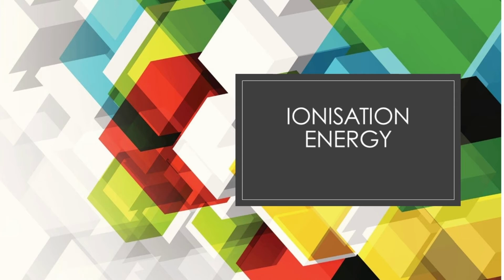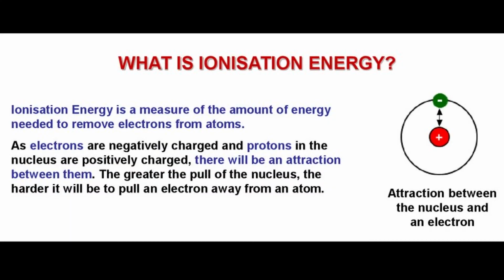What is ionization energy? Ionization energy is the minimum energy required to remove an electron from a gaseous atom in its ground state. What does this definition say? We know the electrons move around the nucleus of an atom. So to remove an electron, some energy is needed. When that energy is given to the gaseous atom to remove an electron, this gaseous atom is converted into a positively charged gaseous ion. This energy is known as ionization energy.